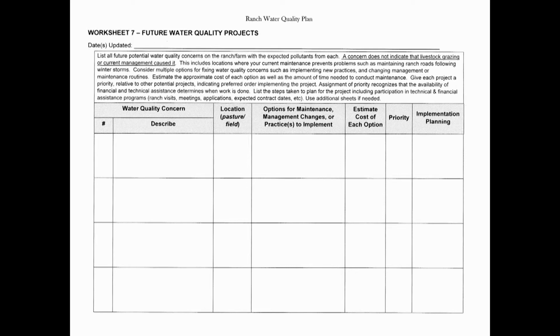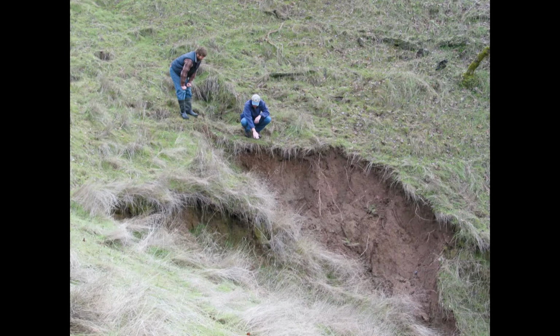Be sure to use one row for each water quality concern and project you are considering. And keep in mind that these concerns and actions do not necessarily indicate that livestock grazing or current management are the cause. There are natural causes of erosion too. For example, here is a situation where a gully has developed on an unstable hill slope. The underlying geology is the primary cause of the erosion.